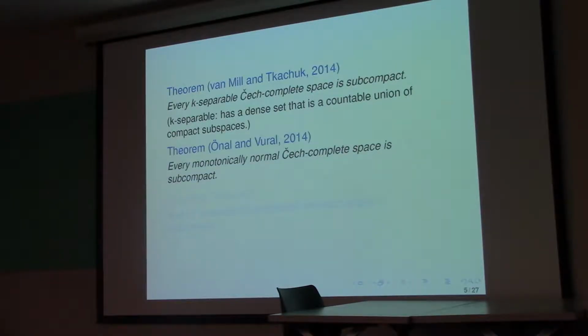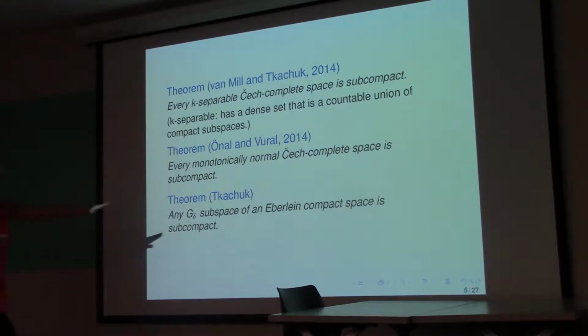And Yengulalp took this result and proved that all monotonically normal Čech-complete spaces are subcompact. And further, just recently, Kunen showed that G-delta subspaces of this special class of compact spaces, Eberlein compact spaces, are subcompact.